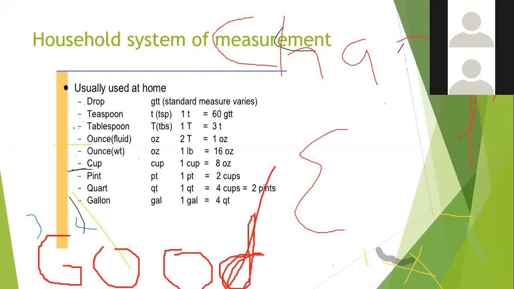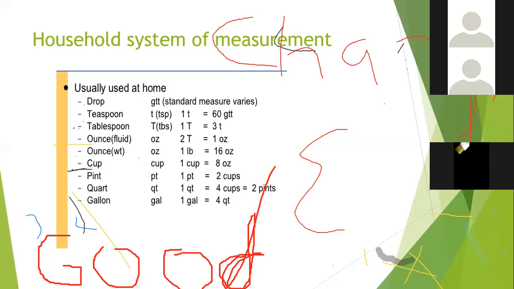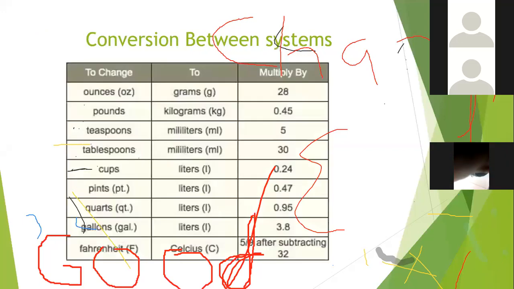So 1 teaspoon is usually equivalent to 60 drops. And when you are using tablespoon, 1 tablespoon is equivalent to 3 teaspoons. When you are using cup, 1 cup in household measurement is equivalent to 8 ounces. And when you are using gallon, 1 gallon is equivalent to 4 quarts. So I would advise you to take your time and study these various measurements.